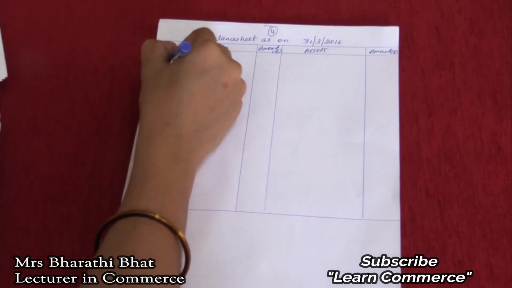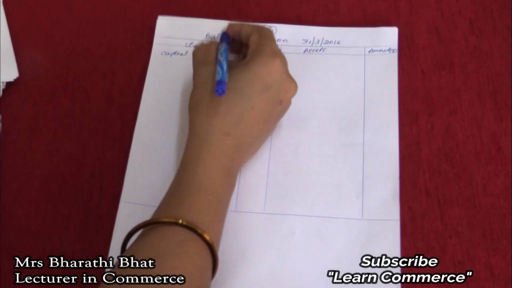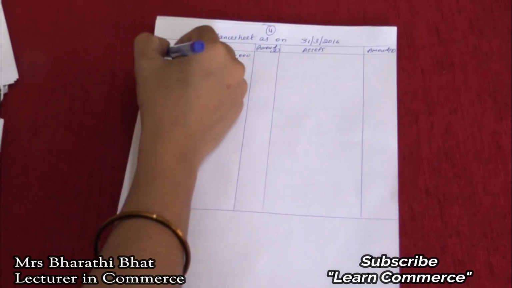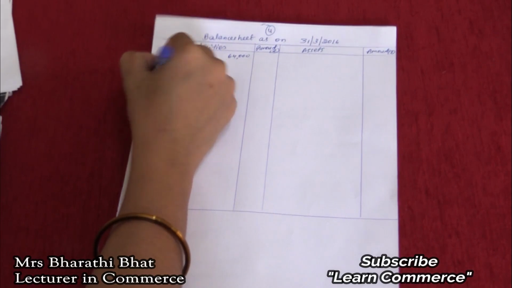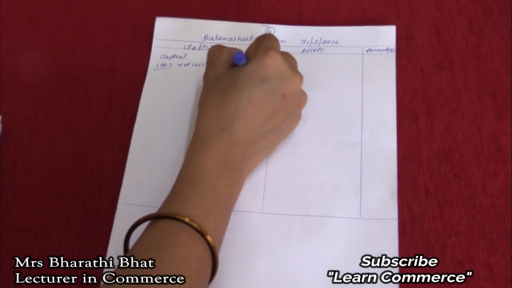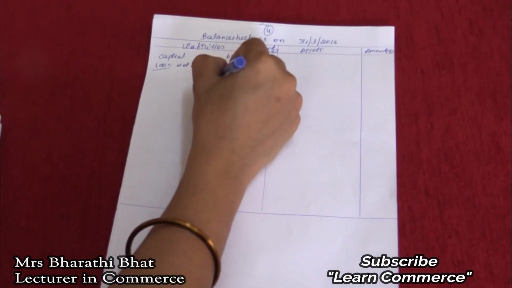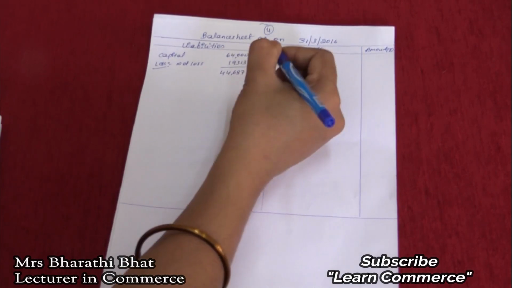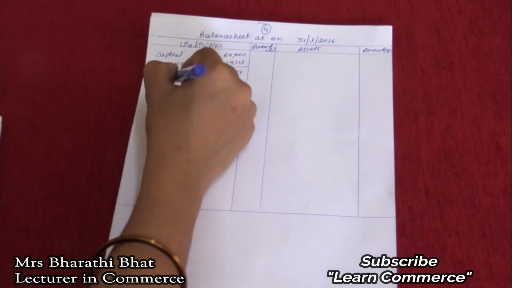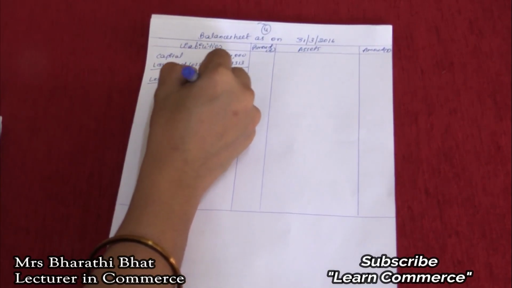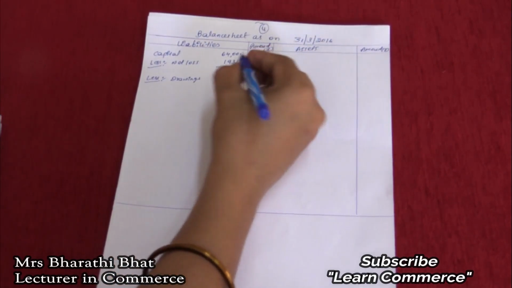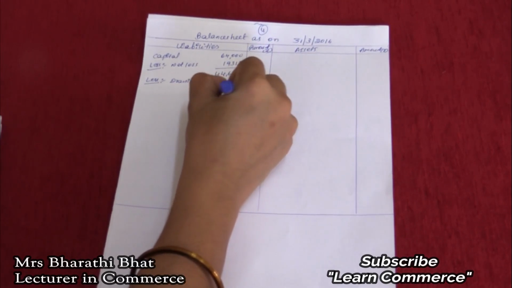Capital, what is the value? 64,000. If net loss is there, we have to deduct less net loss 19,313. 44,687. Next, less drawings 10,000. Then you will get 34,687.